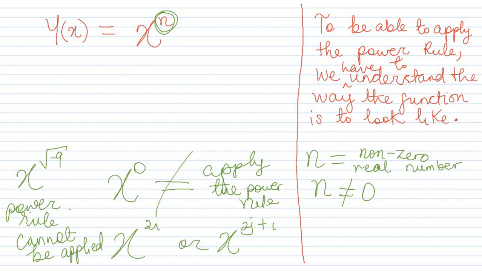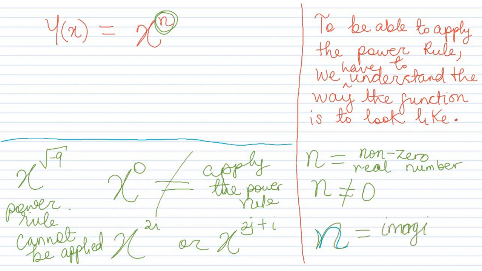So that is basically it. Let me continue with a blue marker. So the number cannot equal 0. The number cannot equal an imaginary number. So that's really it.